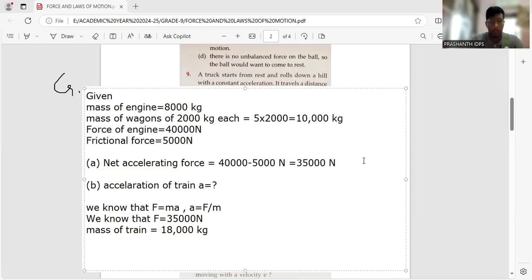Now substitute in the formula. a is equal to F. What is the F value? 35,000 newtons divided by 18,000 kg. Divide these two values, 35 by 18. If you divide it, you'll get almost 1.944 meters per second squared. This is m/s to the power of 2.